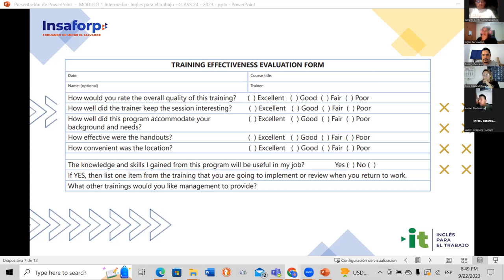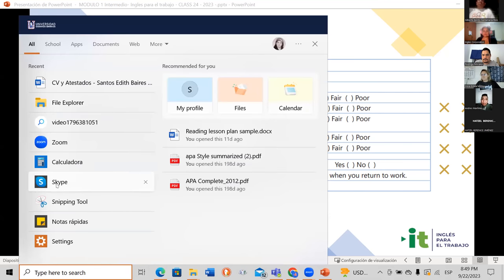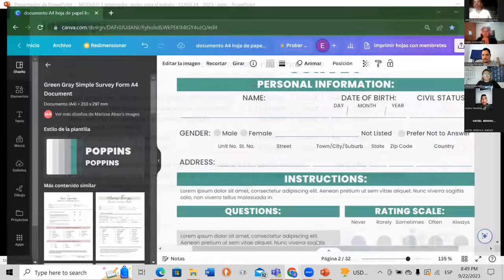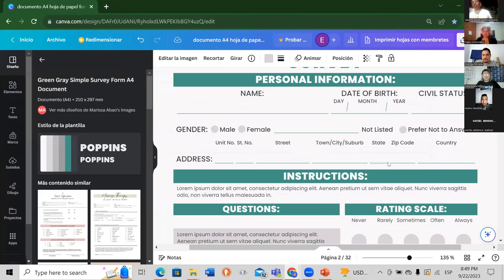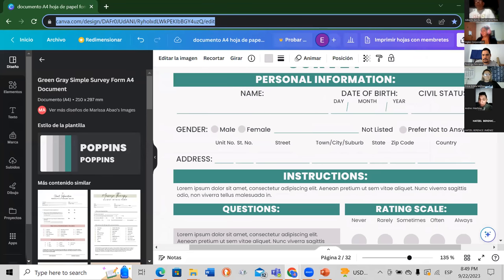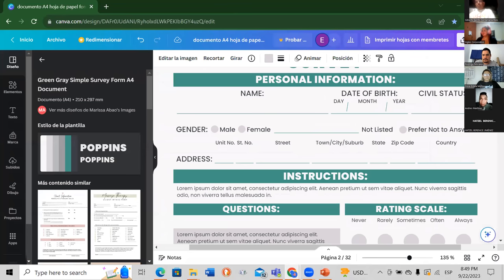Okay. Miss? Yes? Which one is the template that you will show us for Canva? Oh, the one that I looked for. That was this one. Let me send the link. Let me verify, please. Let me know if you can check it. You can open that from your computer. Just a moment.